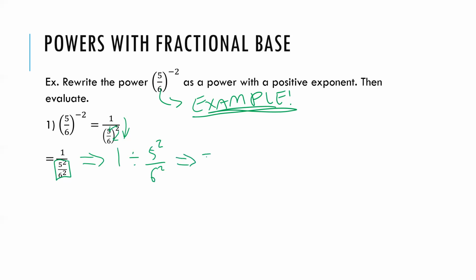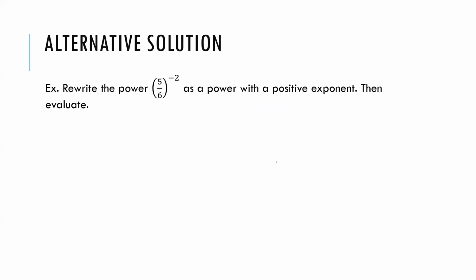I'm going to go on this side and make space, because I know there's something coming up there. So I'm going to multiply by 6 squared over 5 squared. And then what we end up getting is 1 over 1 times 6 squared over 5 squared, which just becomes 6 squared over 5 squared, which is 36 over 25 when we evaluate it.